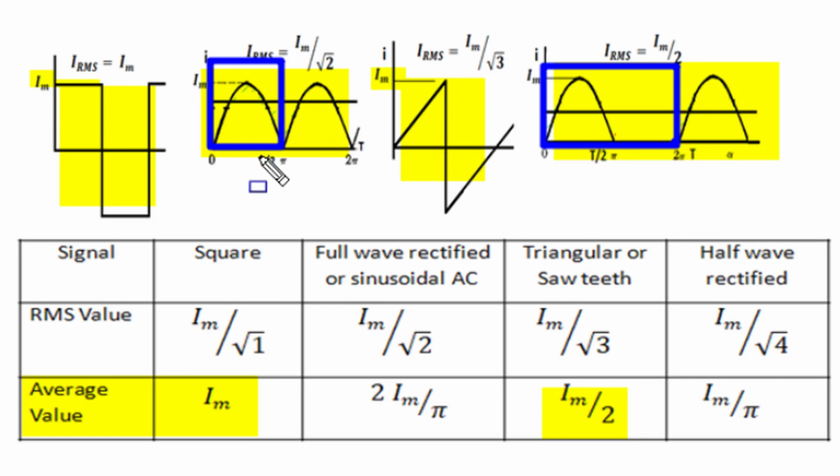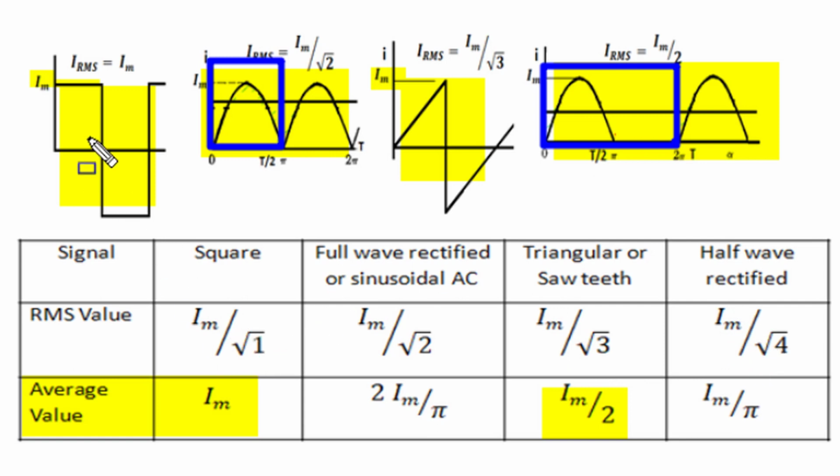For standard sinusoidal signal and full wave rectified output, it is Im by root 2. For triangular or sawtooth, it is Im by root 3, and for half wave rectified output, it is Im by 2 or Im by root 4. So we can remember this is Im by root 1, this is Im by root 2, this is Im by root 3, this is Im by root 4.